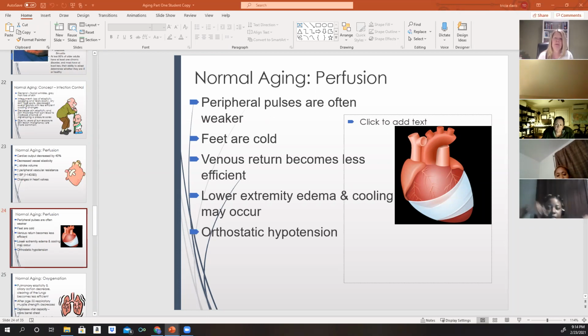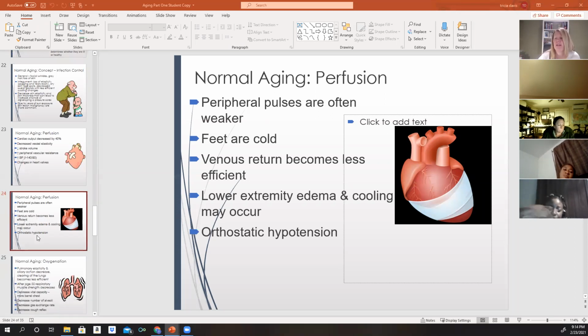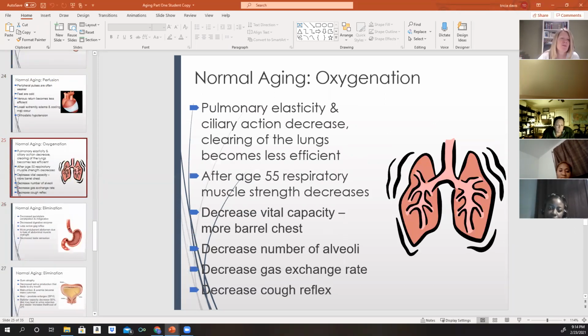We're going to have that edema. That's because the venous return is not efficient. And then we're going to have orthostatic hypotension. That orthostatic hypotension is when we're going to see a drop in that blood pressure, systolically and diastolically, when we change positions from laying, sitting, and standing. So those are the normal aging changes we see in perfusion.